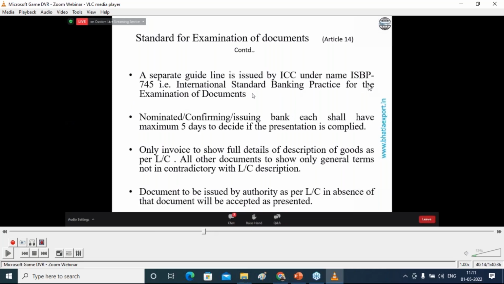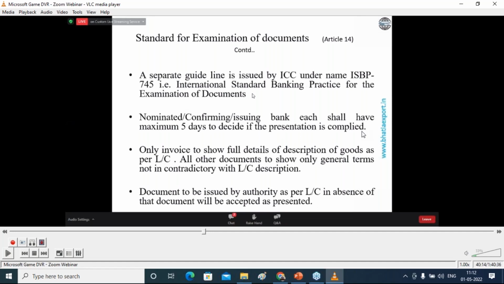A separate guide also mentions banks' obligations. That is called ISBP. ISBP regulations are there. The current publication is 745. International Standard Banking Practice for the examination of documents. Here further guidance is given for the banks. It is not for others, but for the banks, what they have to follow and do. Here they mention that the nominated, confirming or issuing bank each shall have a maximum of 5 days to decide if the presentation is complying or not.